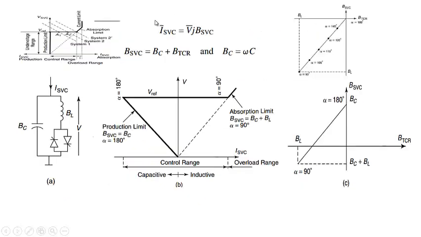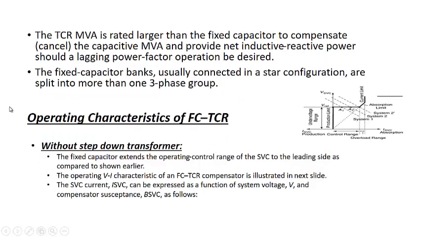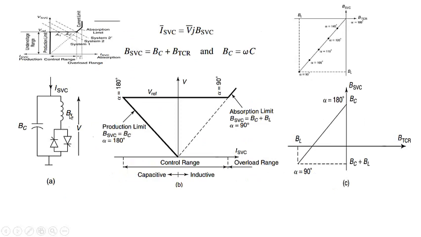So in that case, when this is the case, ISVC is equal to V into J BSVC, where we are taking care of J here. So BSVC is equal to BC plus BTCR. You can see from here, BSVC is equal to BC plus BTCR.